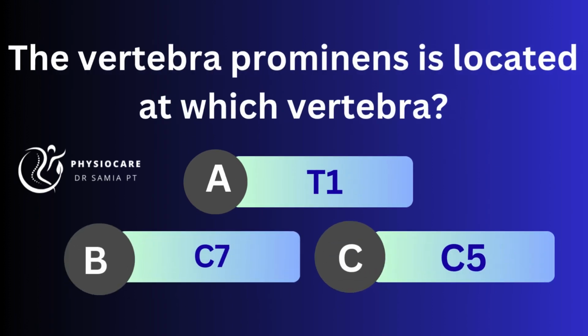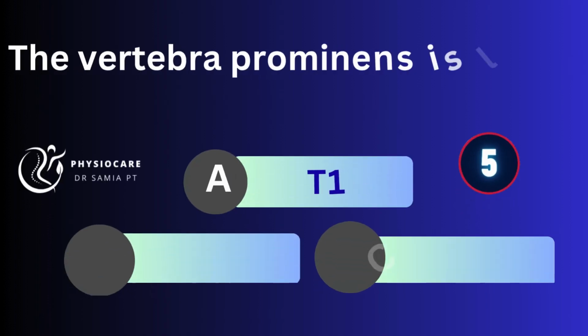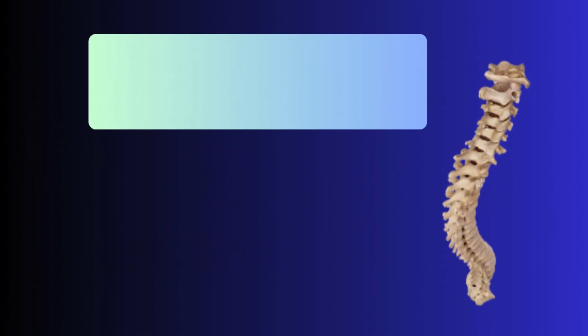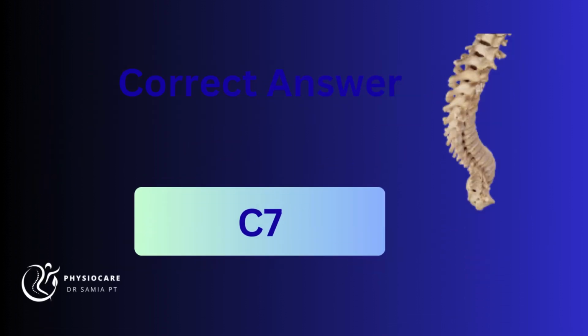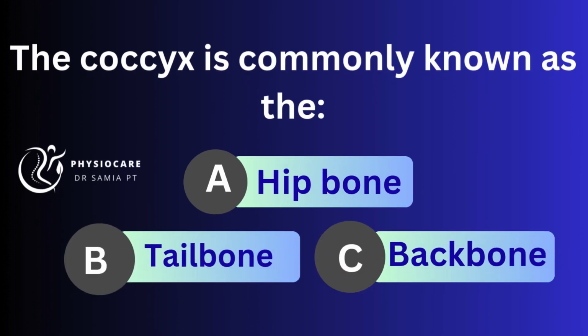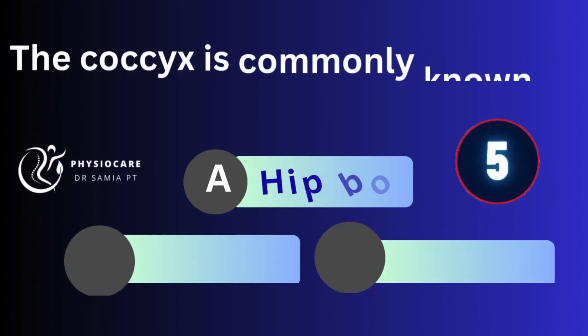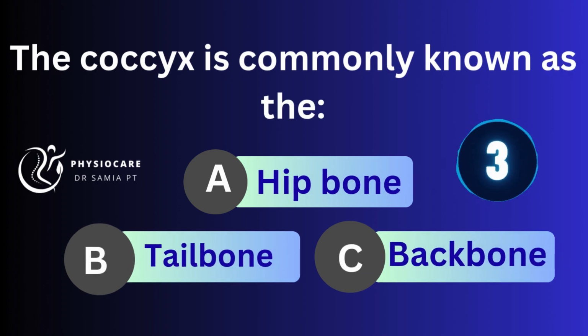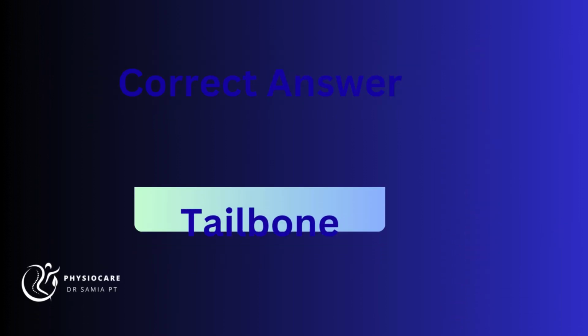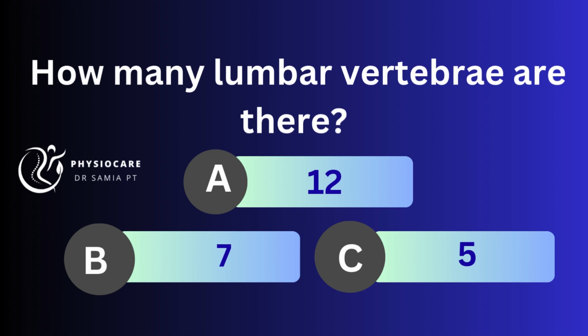A. T1, B. C7, C. C5. Correct answer is C7. The coccyx is commonly known as the A. Hip bone, B. Tailbone, C. Backbone. Correct answer is tailbone. How many lumbar vertebrae are there?